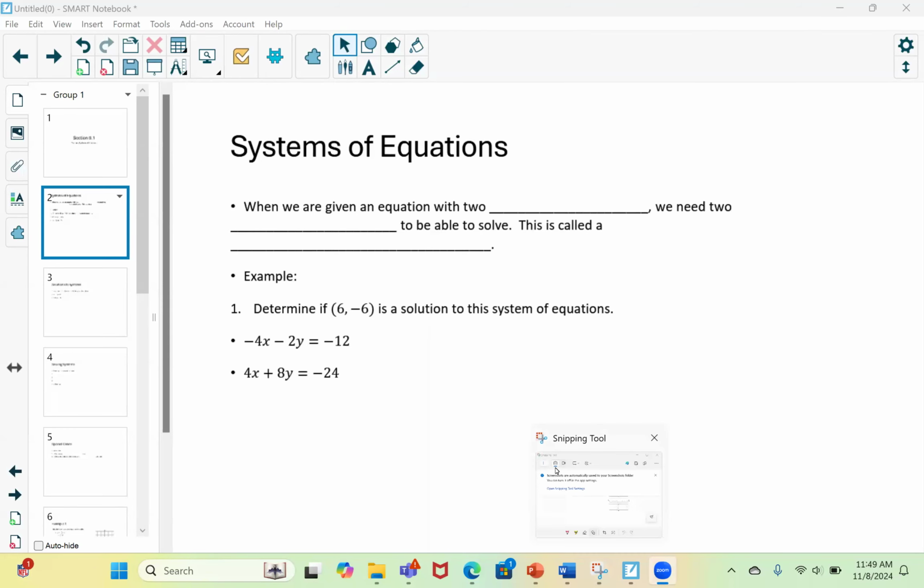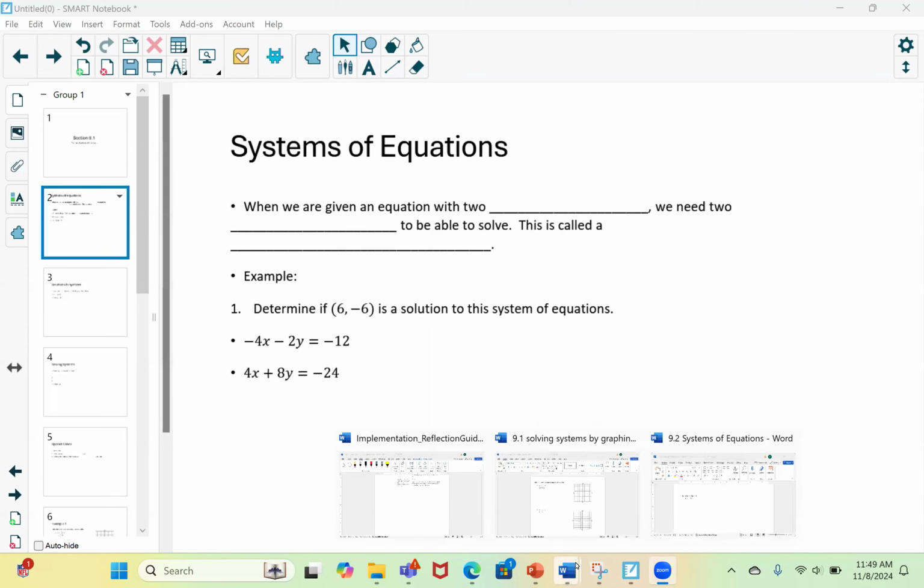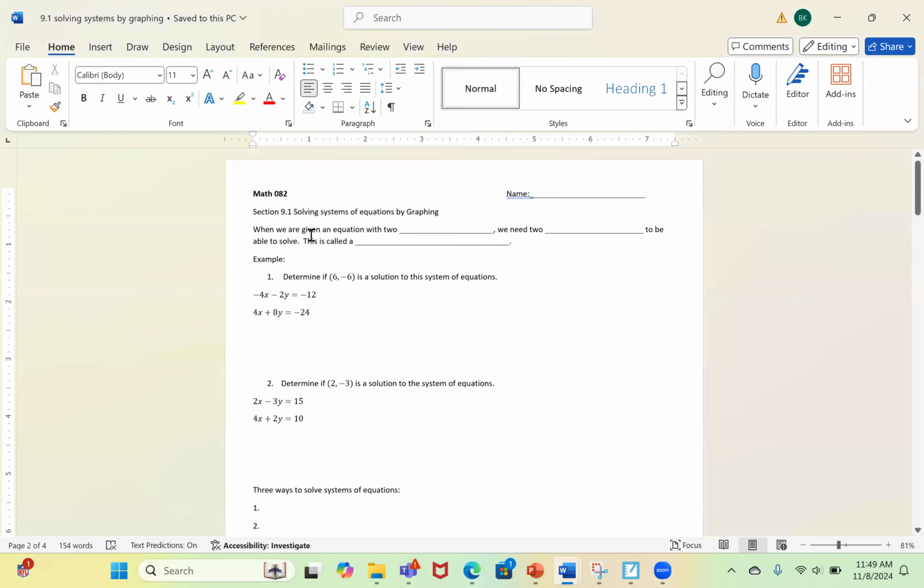So in this video, we are going to do section 9.1, solving systems of equations by graphing. It's based off of this worksheet, so you want to get that worksheet out so that you can follow along.